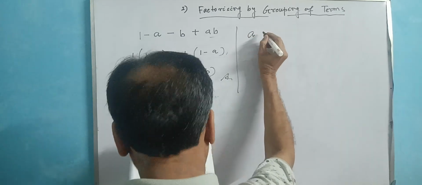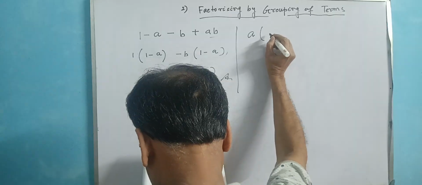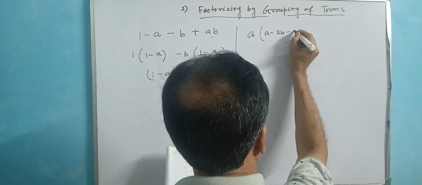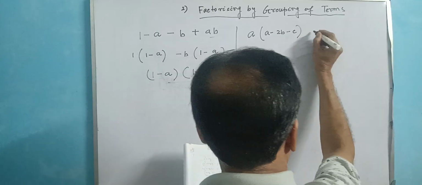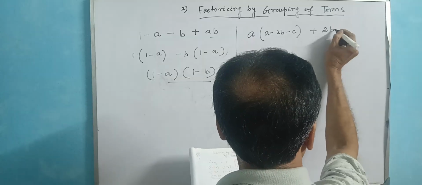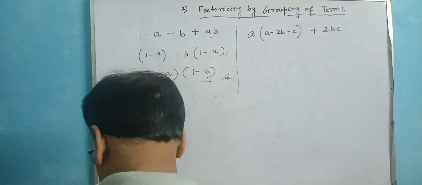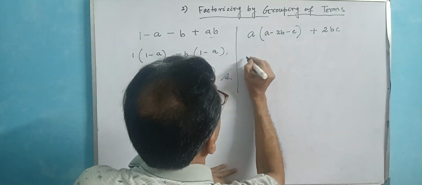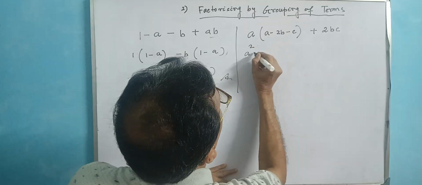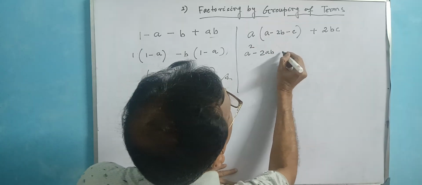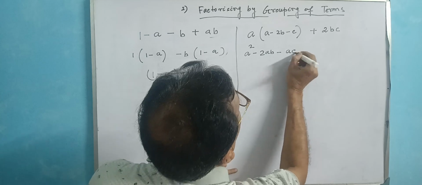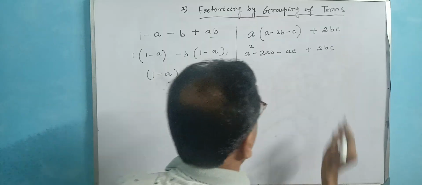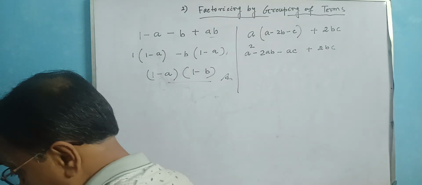Suppose this is a into bracket a minus 2b, I write down the sum c, plus 2bc. So this is the sum. First you multiply this. This is a into a, a square, minus 2ab minus ac. And now this is plus 2bc. No problem at all.